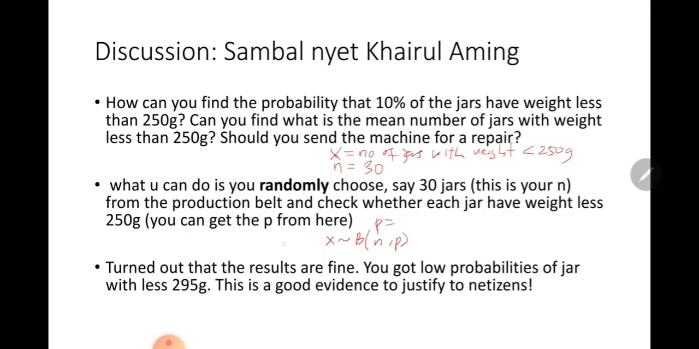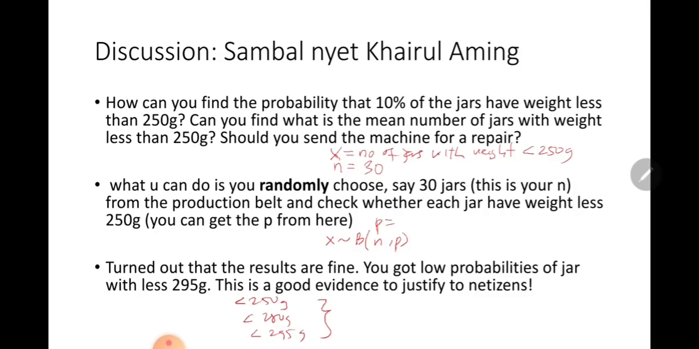You can also repeat the experiment. Let's say you take the number of jars with less than 250 just now, less than 280, less than 295 grams. Say you get all these probabilities and they are very low. This would be very good evidence to justify to Khairul Amin's fans that his sambal is actually sufficient at 300 grams, as stated on the jar. So I hope that's the end of it.